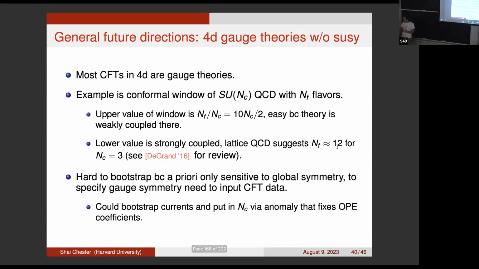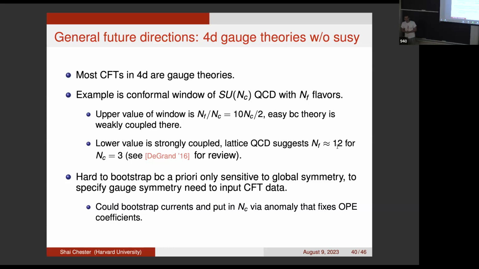So one possible approach is that if you did a bootstrap study of currents, then there's a certain anomaly which would appear in that 4-point function, in one of the OPE coefficients, and that anomaly is fixed in terms of the number of colors exactly. And this would be a way of inputting the number of colors into the bootstrap. And so this might be a way of going forward.